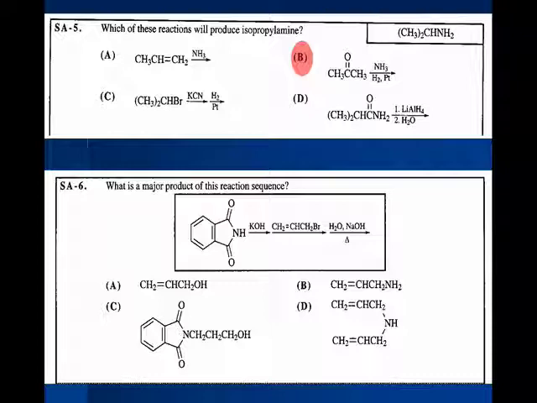SA6, excuse me. What is this reaction? What's the name? It's the Gabriel synthesis. And the Gabriel synthesis gives us what? Primary amines. So based on that, which two can I eliminate? I can eliminate A for sure, I can eliminate D for sure, and I can eliminate C. Not a primary amine. B is the correct answer.